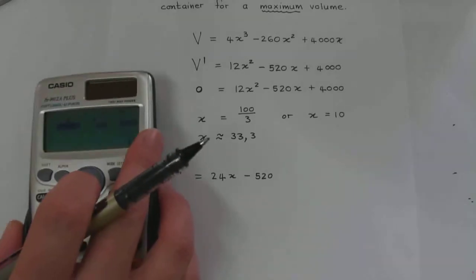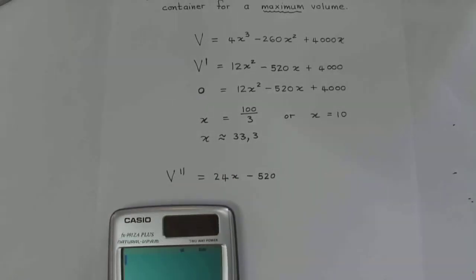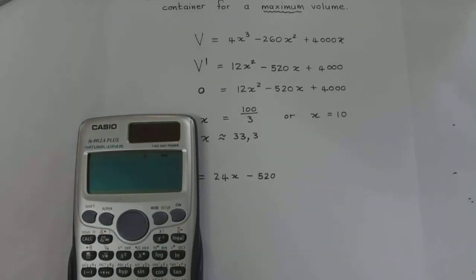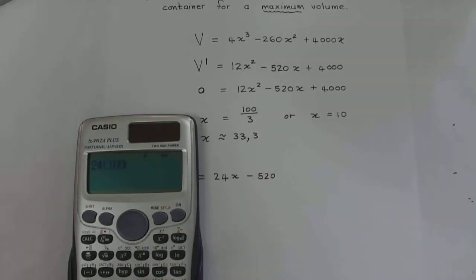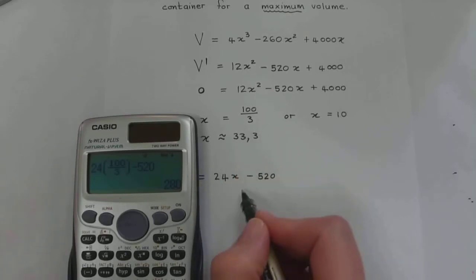So to do that, let's first substitute 33,3 into the second derivative. So I'm going to go 24 times 33,3 or 100 over 3. I suppose 100 over 3 is more accurate, so I'm going to use the 100 over 3 minus 520. So this gives me a positive value for that second derivative. So that one, if I sub it in, gives me a positive value.